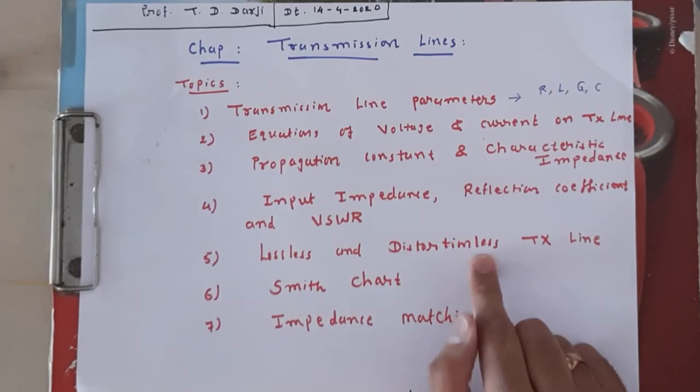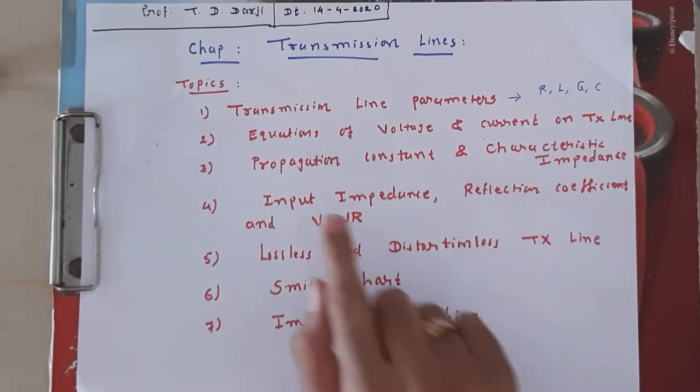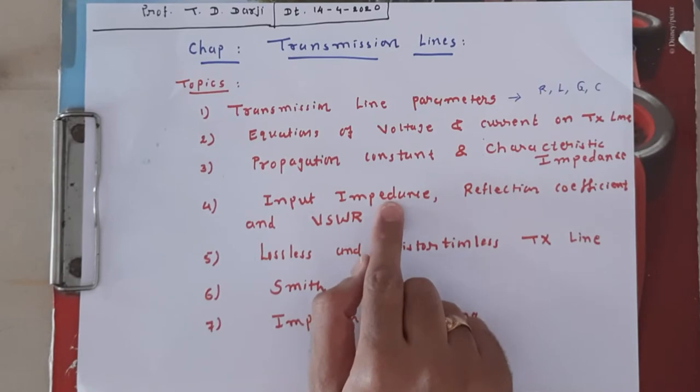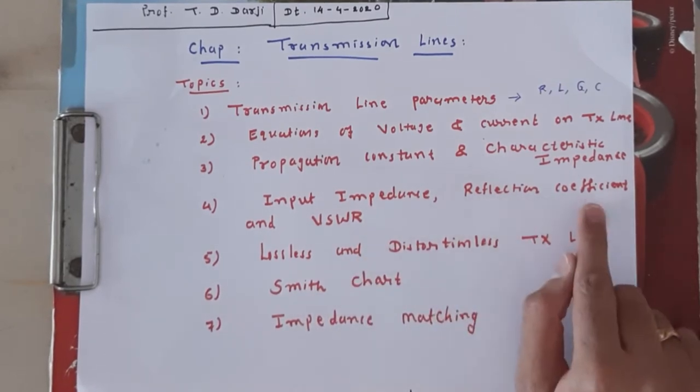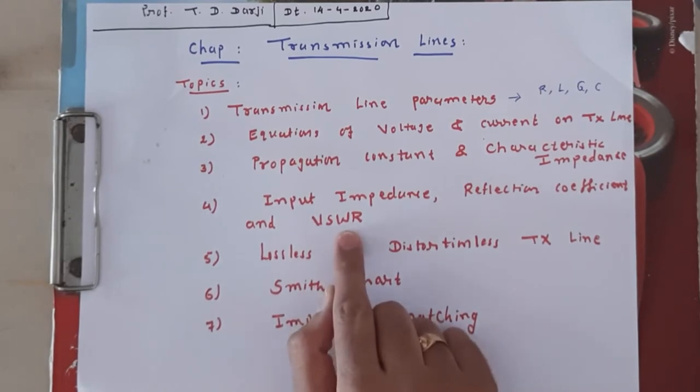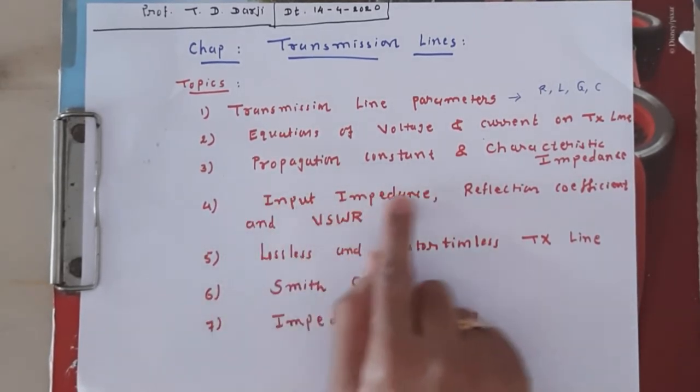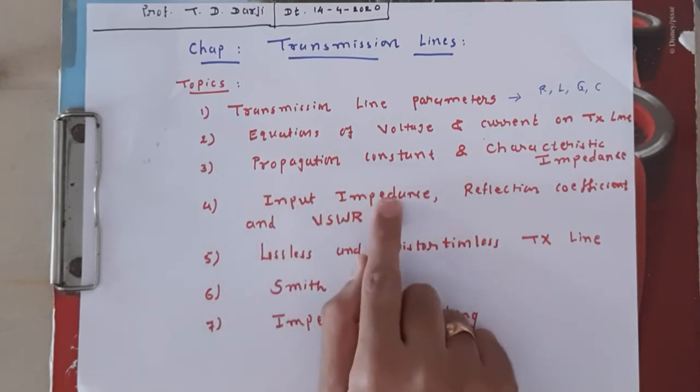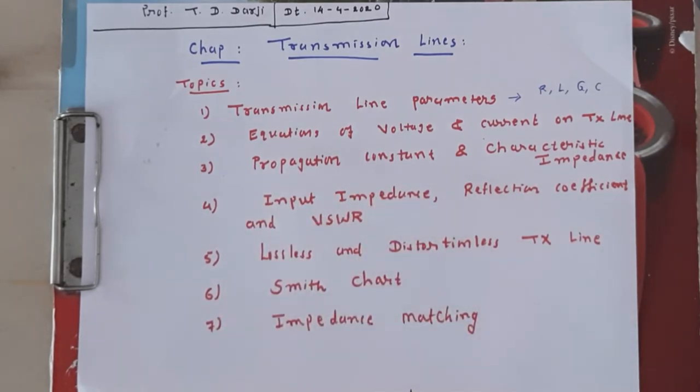Okay. So in today's lecture, we derive the equation of input impedance of a transmission line, and then in the next lecture, we'll discuss reflection coefficient and VSWR. So in today's lecture, we'll discuss the input impedance of a transmission line.